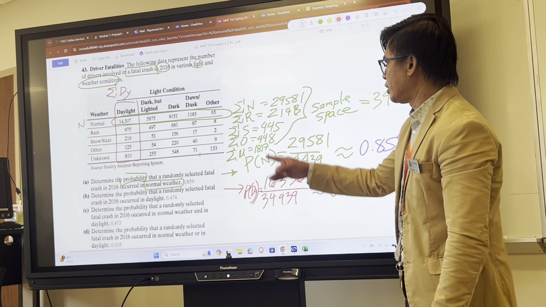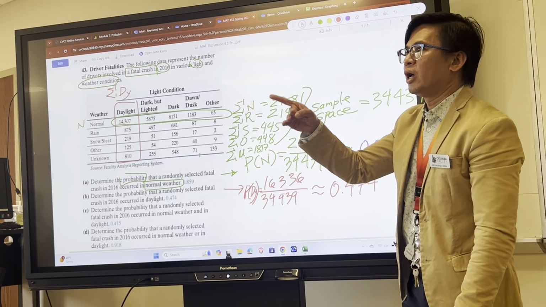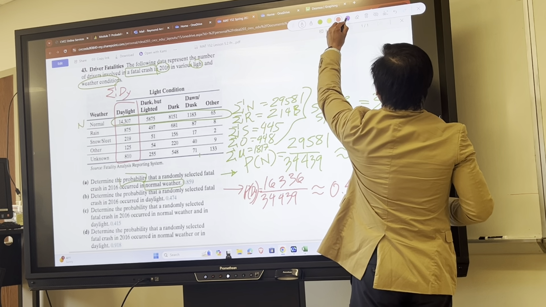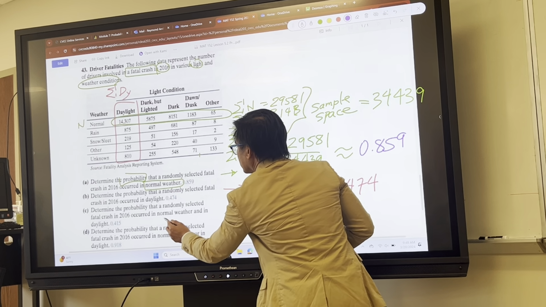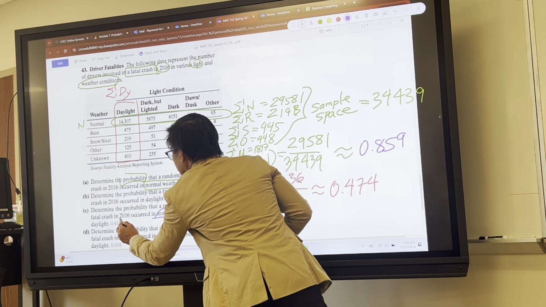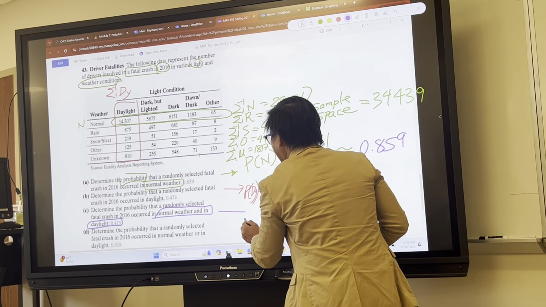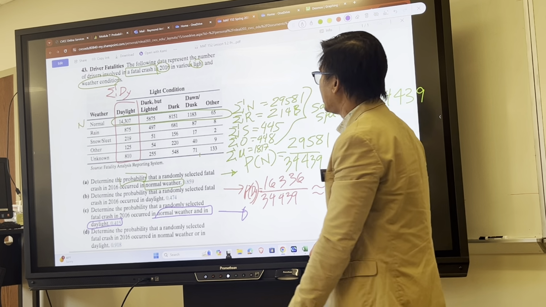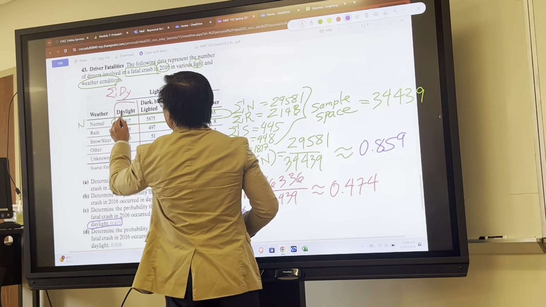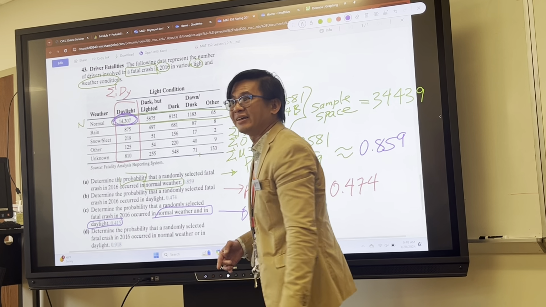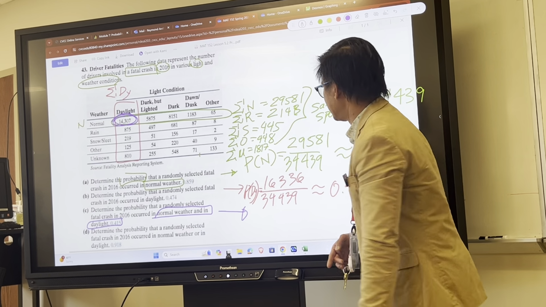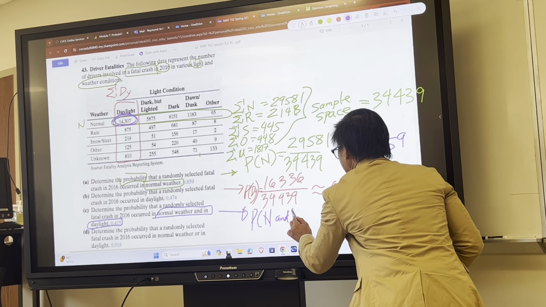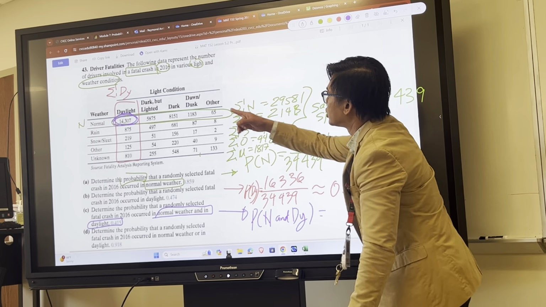And letter C. Let's read letter C in there. Determine the probability that a randomly selected fatal crash in 2016 occurred in normal weather and in daylight. Normal weather and in daylight at the same time. So where's that normal and daylight? So as you may see, normal and daylight, that one, okay? Get it? Okay, so that's it. What's the probability that is normal and at the same time daylight?